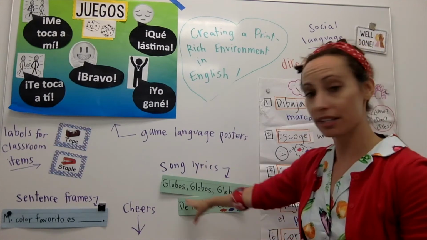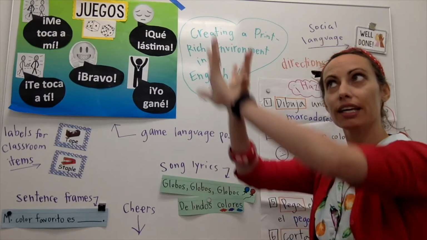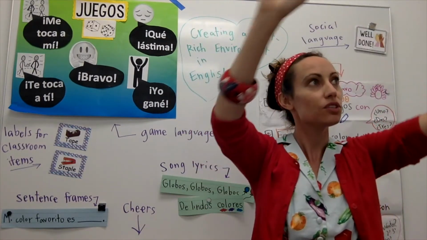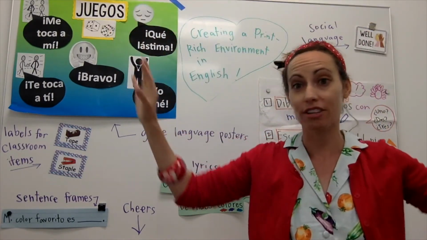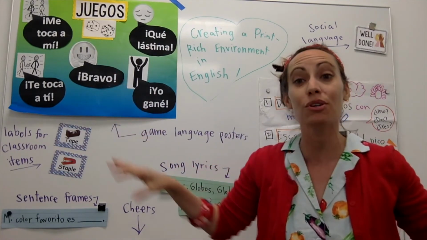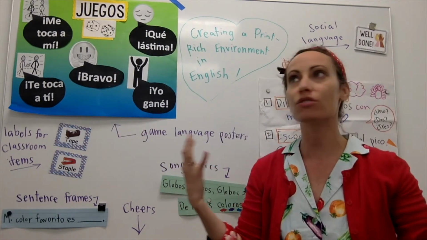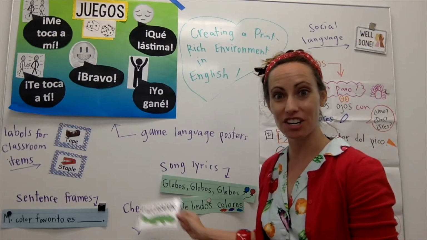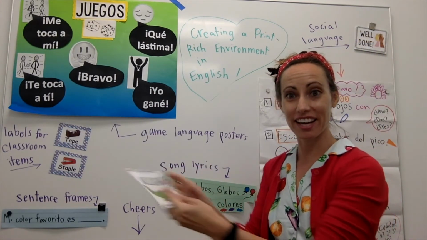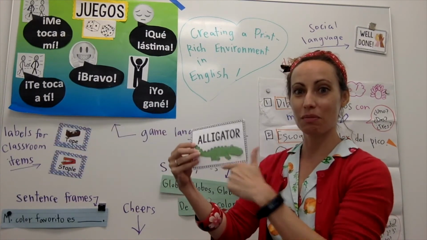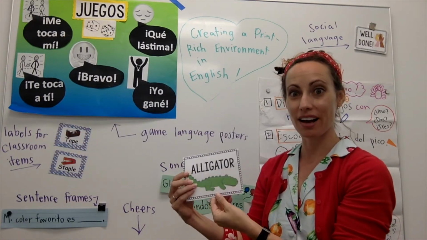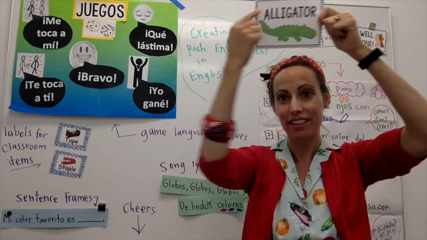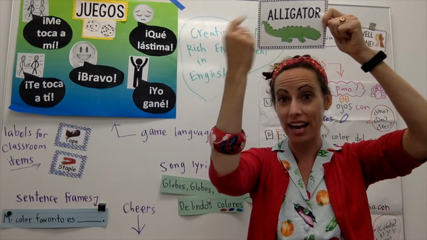Also, song lyrics. If you teach a song, keep the lyrics on the wall. Don't take them down. Just start to make a gallery of different posters that you can have all over your wall. So they're just surrounded by English print. Cheers. If you teach them a cheer, like the alligator, show them a picture with the word and hold it up when you do the alligator. That way, they will start to connect this word with the word alligator.